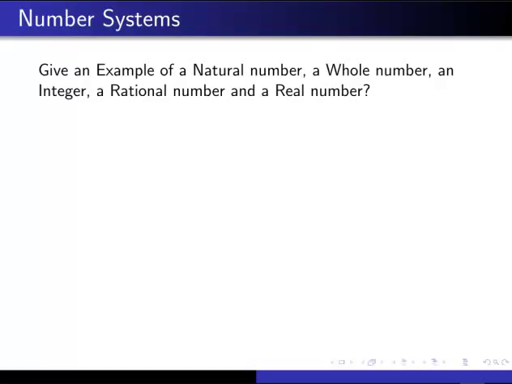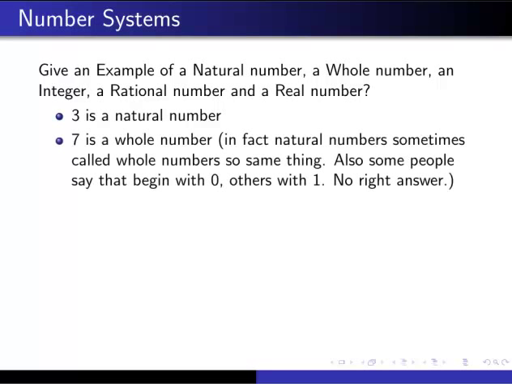Give an example of a natural number, a whole number, an integer, a rational number, and a real number. 3 is a natural number. 7 is a whole number, because I just wanted an example. So you could have picked any number. You could have said 5, 50, a million.